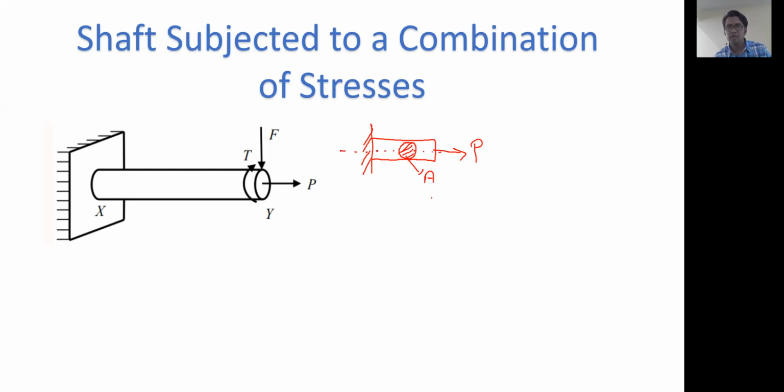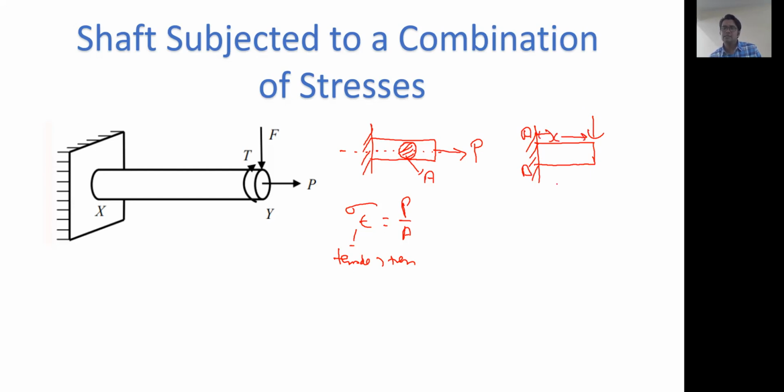You will be very happy and say, sir, it will be sigma T equal to P by A. Nice, tensile stress. I will not be surprised by that. It is all about tensile stress. Suppose I say, let's increase the level of the game. On this shaft, I apply a bending load acting at a point B, at distance x from point A. Now tell me, what is the stress acting on it?